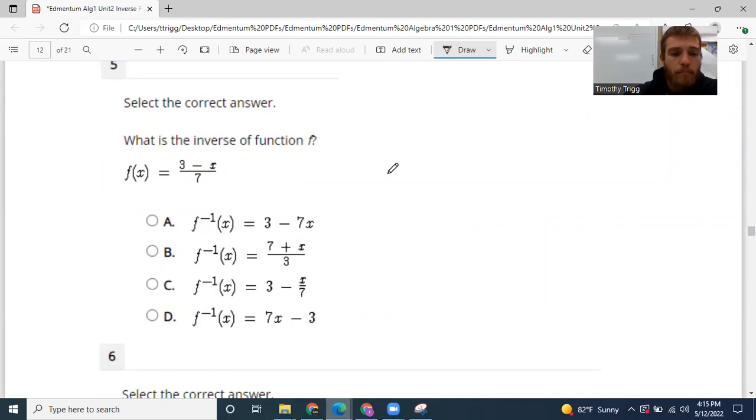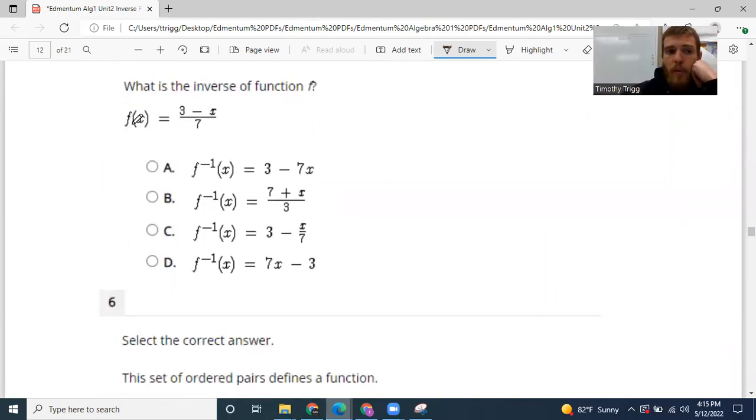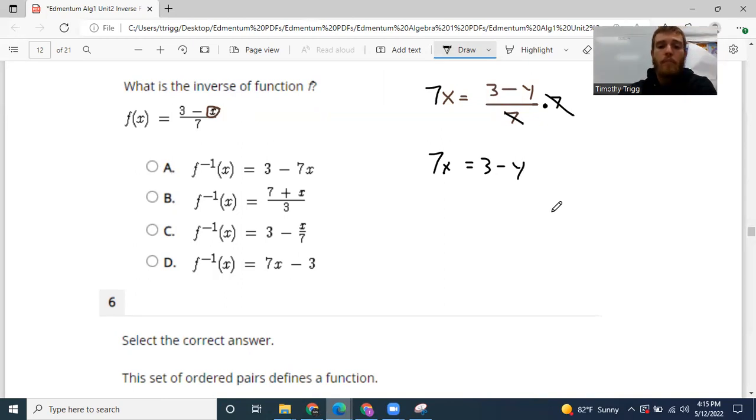Here we want to find the inverse. Once again, I'm going to replace f of x. I'm just going to skip a step and replace it with x. Then I'm going to replace the x here with y. And my goal here is to solve for y. What would be my first step here? Well, I notice this 3 minus y is over 7. So I can multiply by this denominator here, canceling it out, which means I also multiply this side by 7 as well. 7x equals 3 minus y. See if you can finish solving for y to find the inverse.